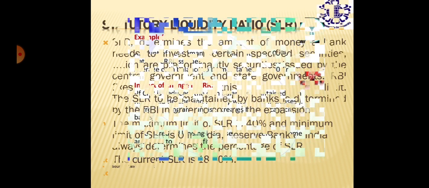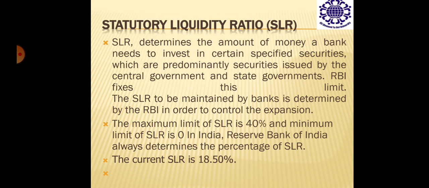Now the next reserve ratio is the statutory liquidity ratio. Statutory liquidity ratio, or SLR, determines the amount of money a bank needs to invest in certain specific securities, which are predominantly securities issued by the Government of India and state governments. RBI fixes this limit. The SLR to be maintained by banks is determined by the RBI in order to control the expansion. The maximum limit of SLR is 40% and the minimum limit of SLR is 0 in India. Reserve Bank of India always determines the percentage of SLR.